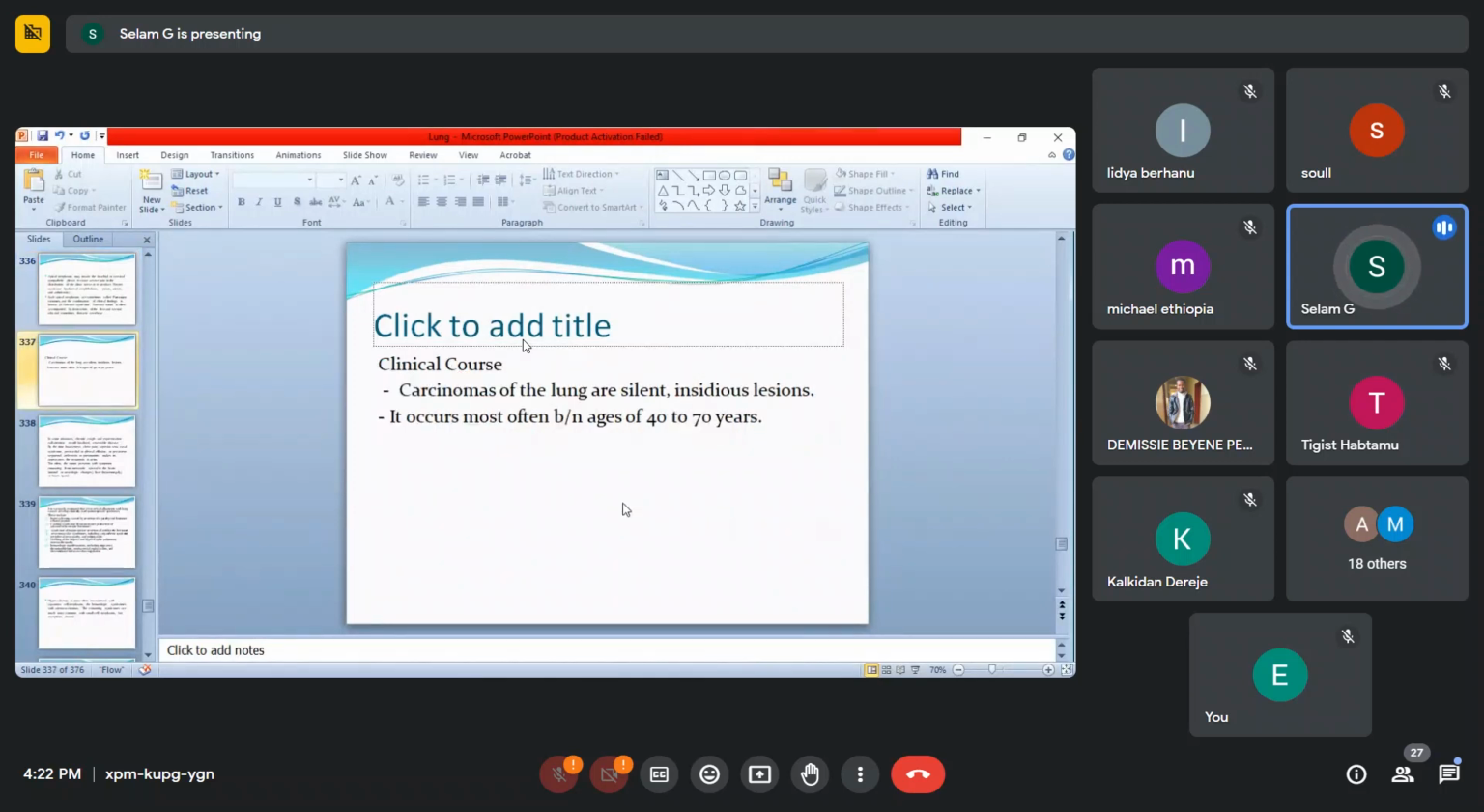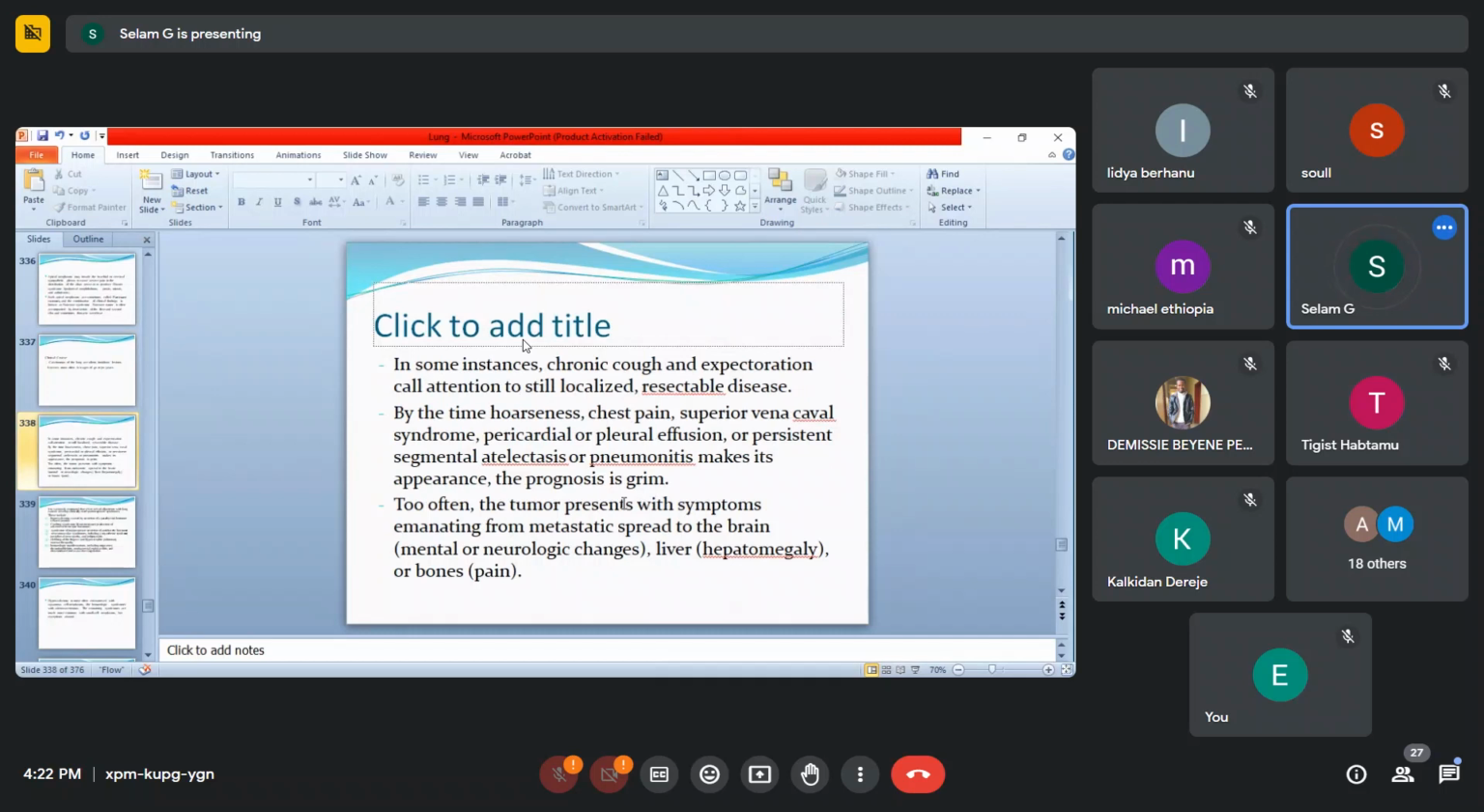Clinical course: carcinomas of the lung are silent, insidious lesions. They occur most often between age 40 to 70 years. In some instances, chronic cough and expectoration call attention to still localized, resectable disease. By the time hoarseness, chest pain, superior vena cava syndrome, pericardial or pleural effusion, or persistent segmental atelectasis or pneumonitis make their appearance, the prognosis is very poor.